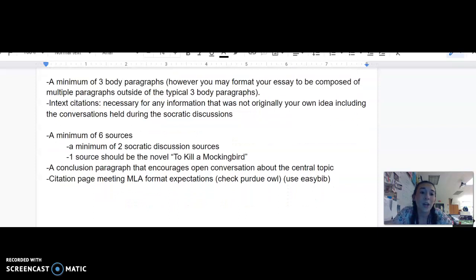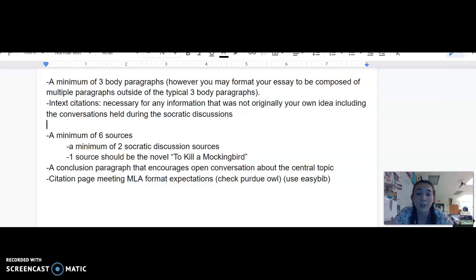Alright, you must also have a minimum of 6 sources. This would be a minimum of 2 Socratic discussion sources. That means 2 times that you had discussions with 2 separate members from your groups, either during our first Socratic discussion or our second Socratic discussion. You would have 1 source that would be the novel To Kill a Mockingbird. And then your 3 other sources should be research either from the pathways or from your own personal discussions during the Socratic. Remember how you had to put resource slides in from my questions? You could use information from those. That is perfectly fine, but you need to have a total of 6 sources minimum.